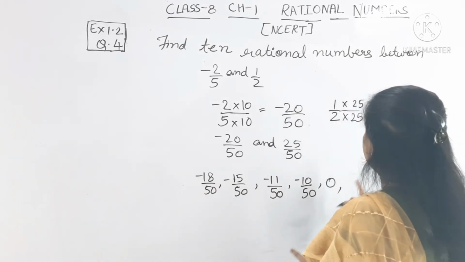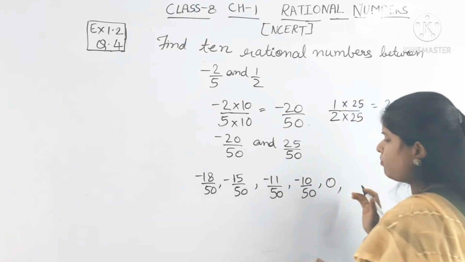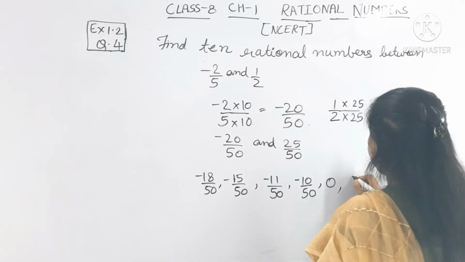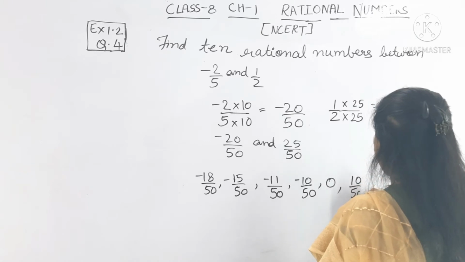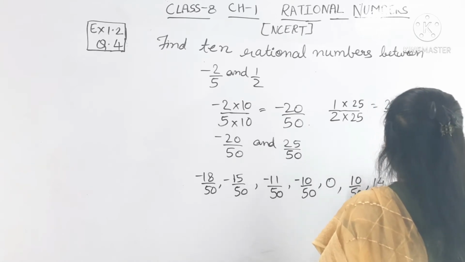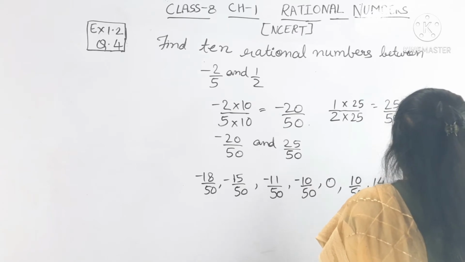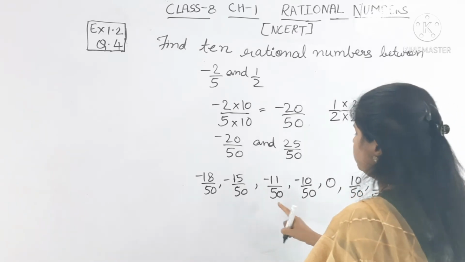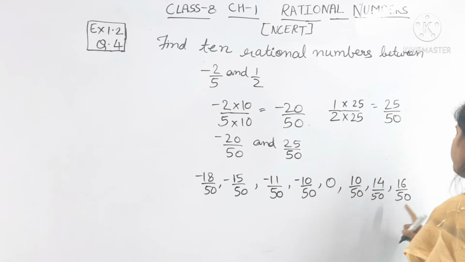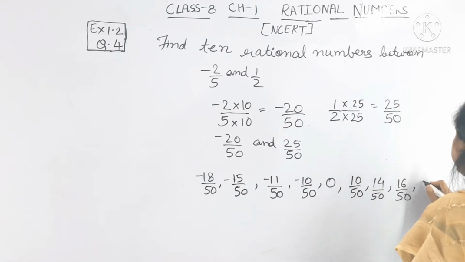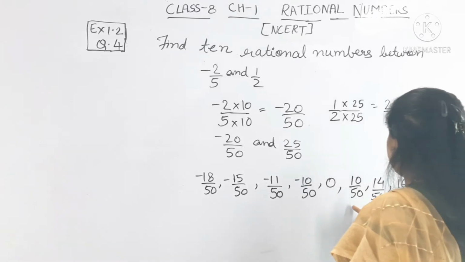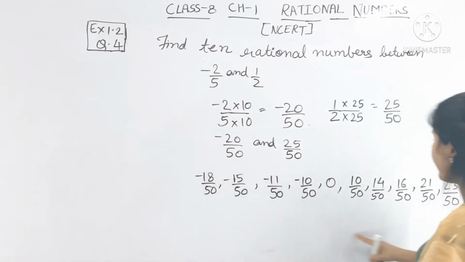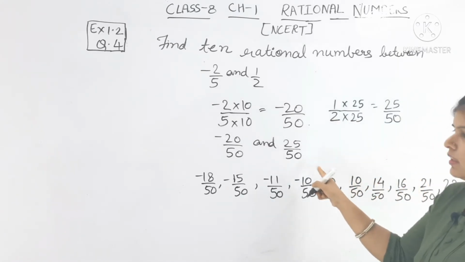Okay, now I am writing the positive ones, positive rational numbers. You can write here 10 by 50, 14 by 50, 16 by 50, 1 2 3 4 5 6 7 8. So these are the 10 rational numbers. You can write anything between them.